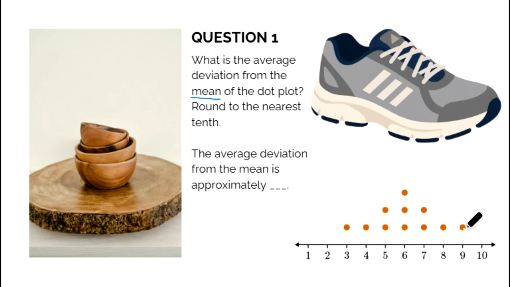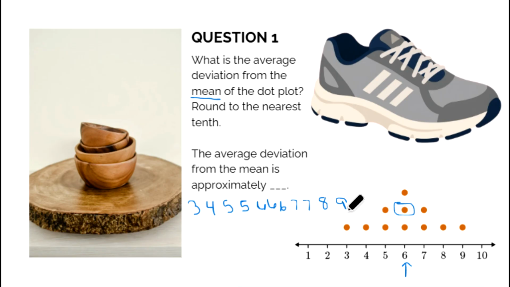11 divided by 2 is 5.5. 1, 2, 3, 4, 5. That means we have this point. So our mean is going to be 6. Okay? The next thing we're going to do is make our little chart. Okay? And we have 3, 4, 5, 5, 6, 6, 6, 7, 7, 8, 9.